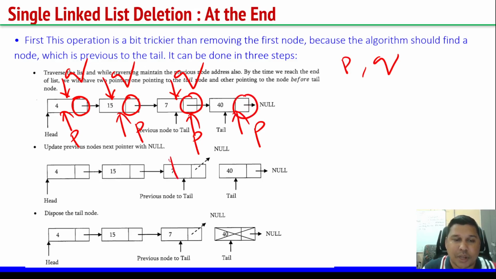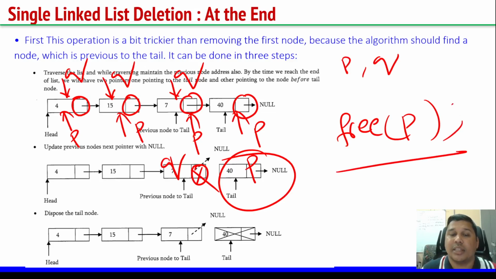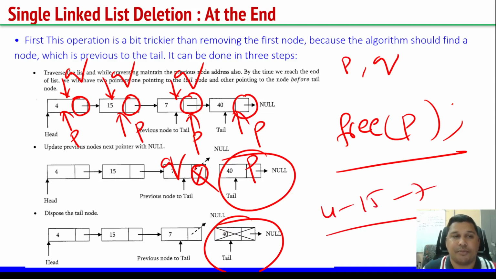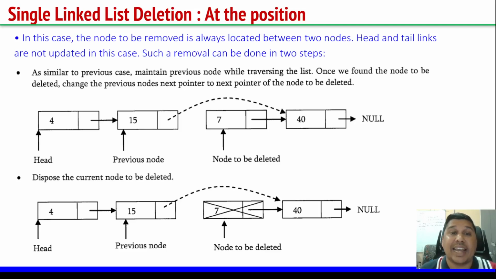So we got our Q here, we got our P here. Just make Q's next as null and delete this P. How to delete this P? By using function free. That's it. So this memory location will be deleted and our list will become only 4, 15 and 7. Okay. So this is the logic to delete an element at the end. Now the last and important concept, that is deleting an element at any given position.